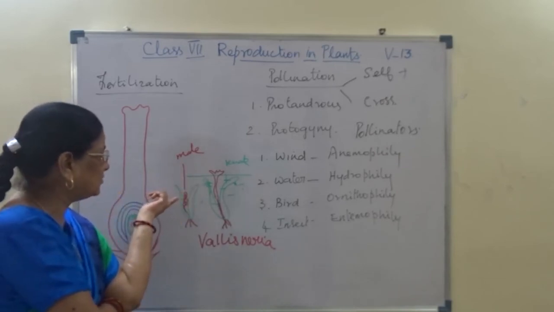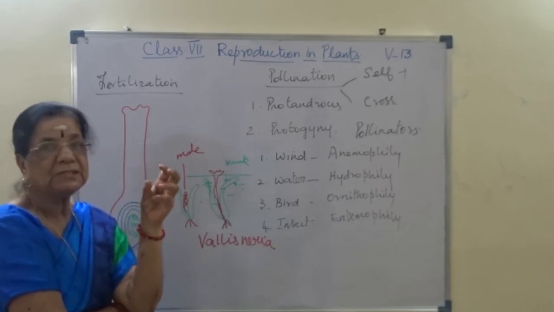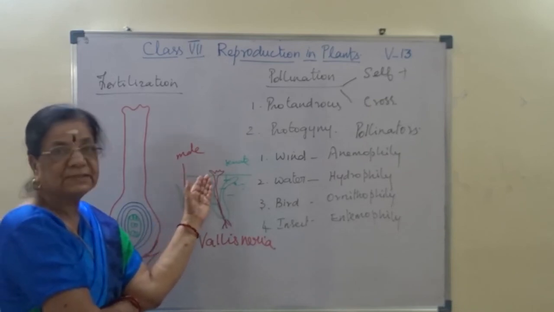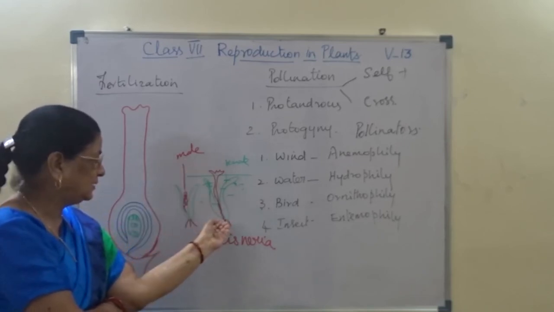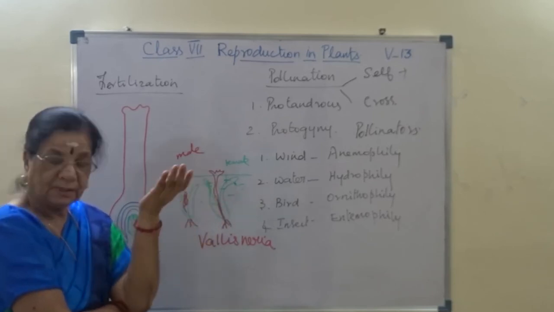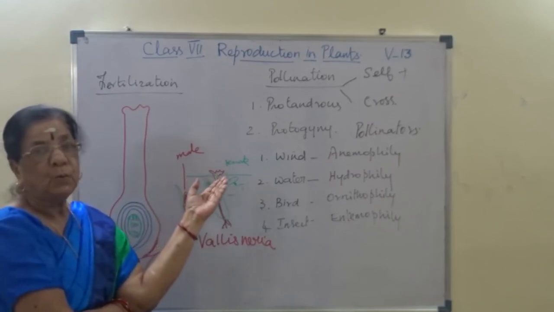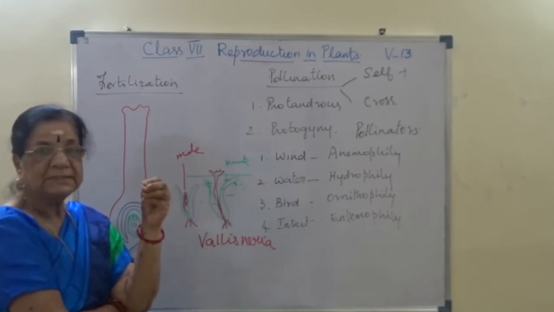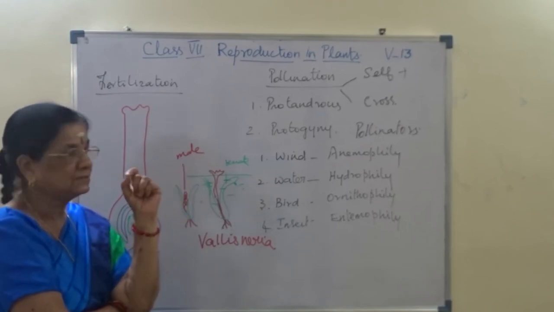Now when this cluster of male flowers produces pollen in large number, that will be released by the plant and then it is floating on the surface of the water. In the same way, when the female flower with the long stalk is just floating on the water current, when the pollen reaches it by chance, it receives the pollen grain. Thereby pollination occurs. Okay.